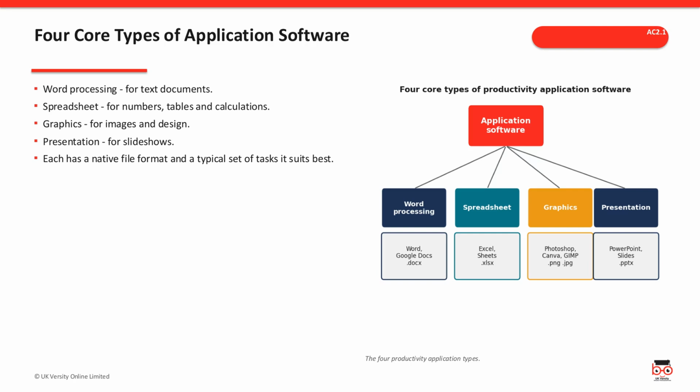We'll focus on 4 core types that between them cover most everyday work. Word processing handles text documents, spreadsheets handle numbers, tables and calculations, graphics software handles images and design, and presentation software handles slideshows. Each one has its own native file format and a set of tasks it's naturally best suited to, and that's exactly what we're going to unpack.